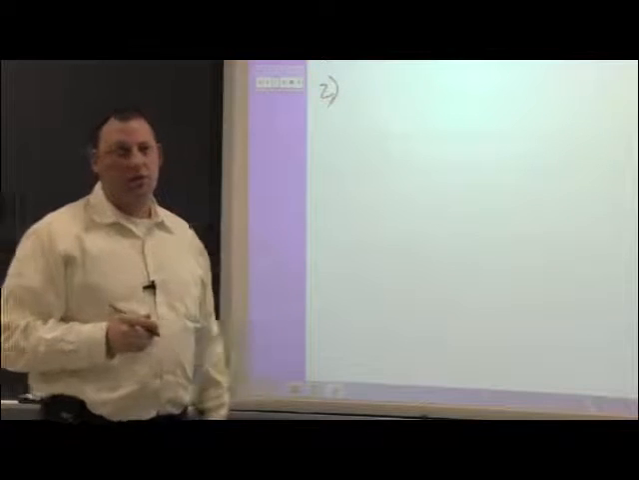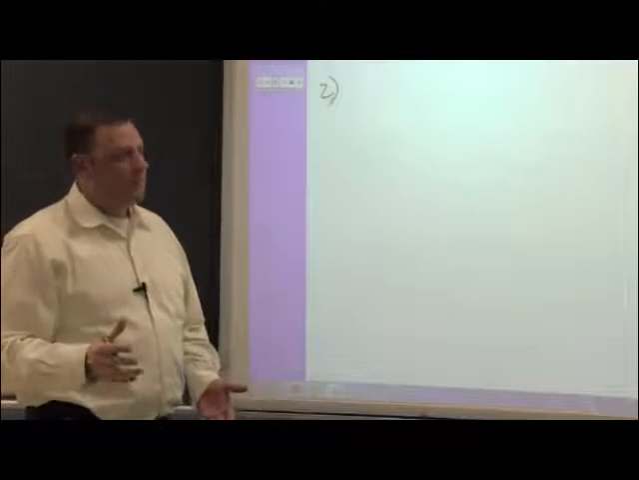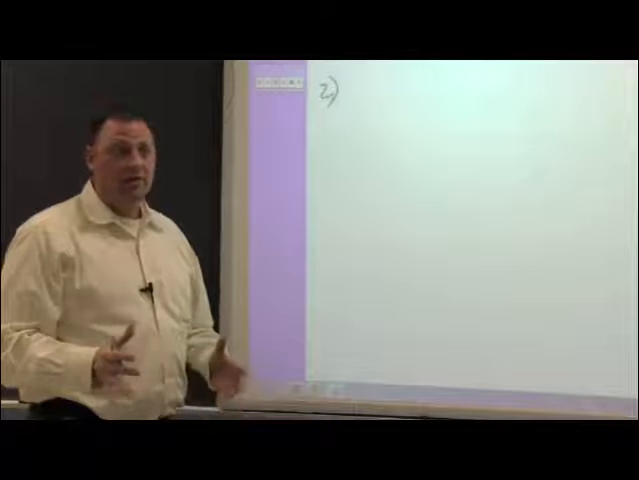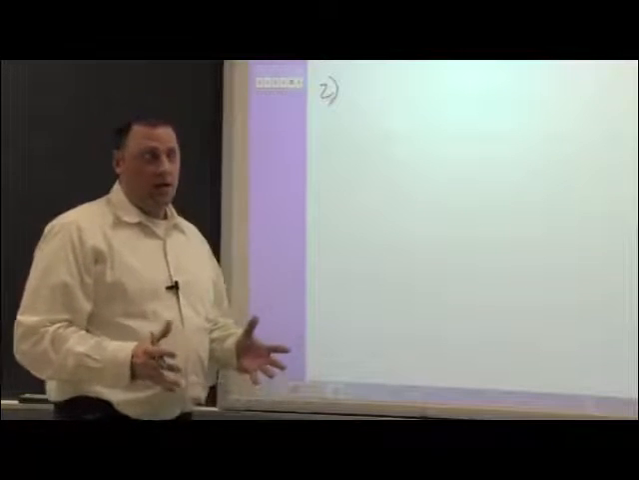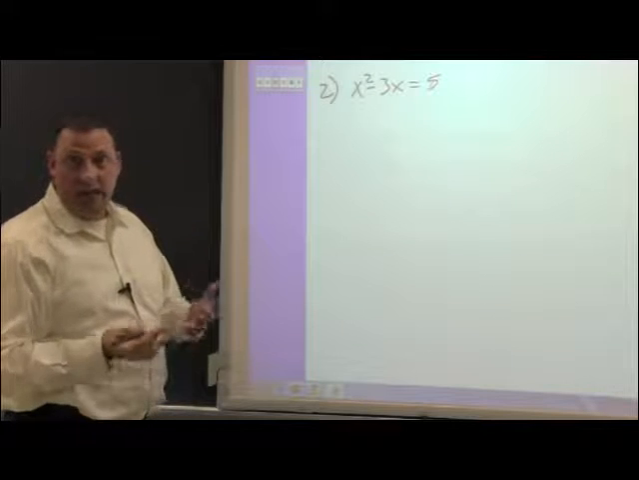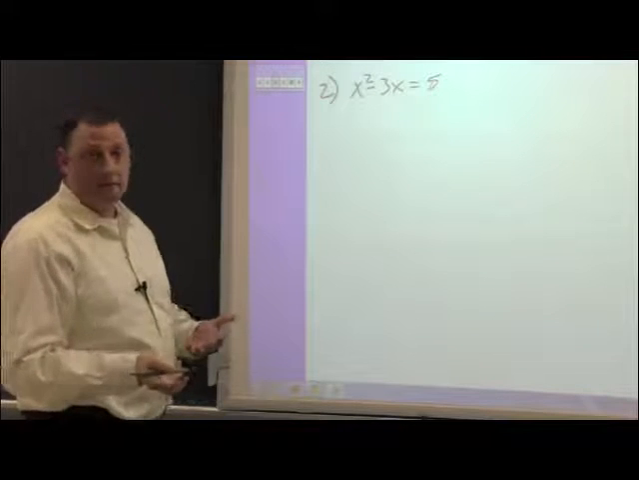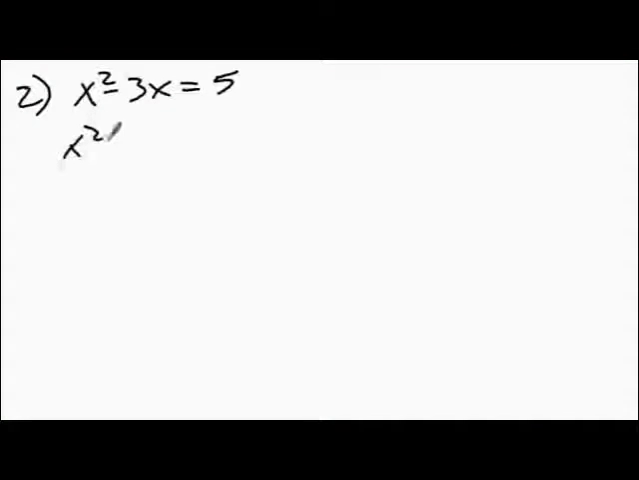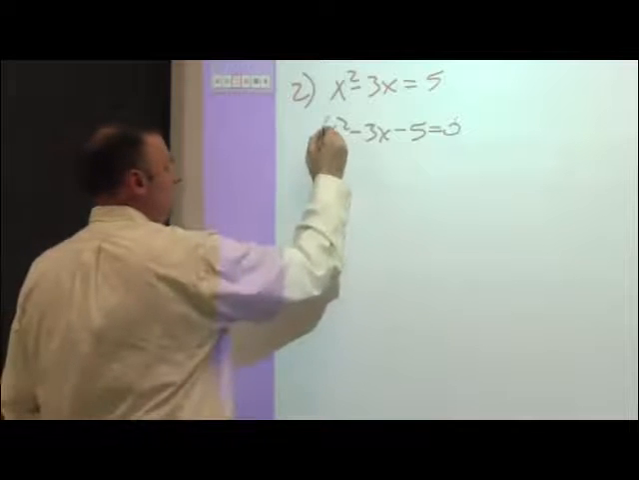Okay, let's take a look at a situation where that's not factorable and also that's not set equal to 0. We have to make sure when we use the quadratic formula, you have to have that quadratic set equal to 0, such as x squared minus 3x equals 5. It's not equal to 0, you got to make it equal to 0. So you're going to subtract 5 from both sides, and you're going to get x squared minus 3x minus 5 equals 0.